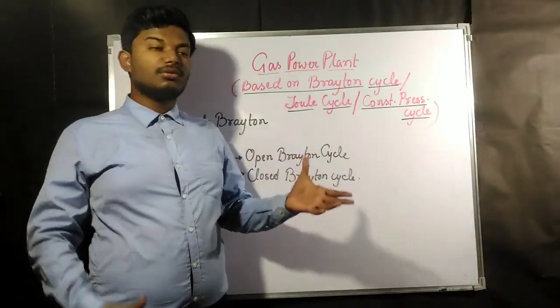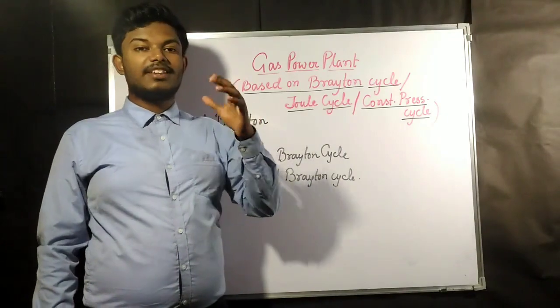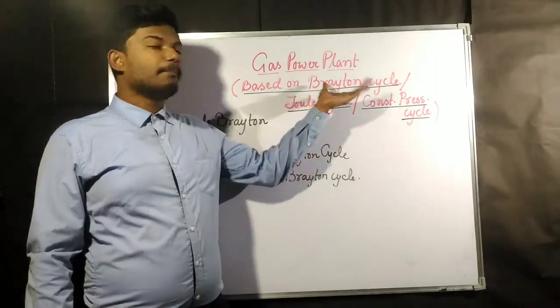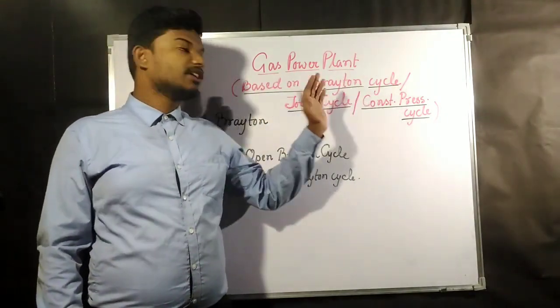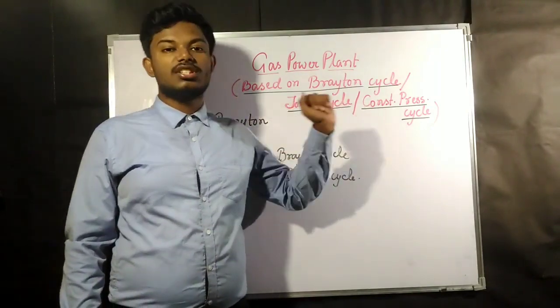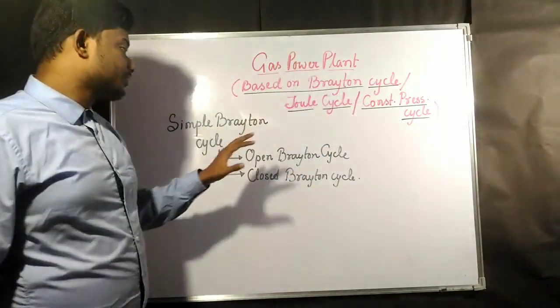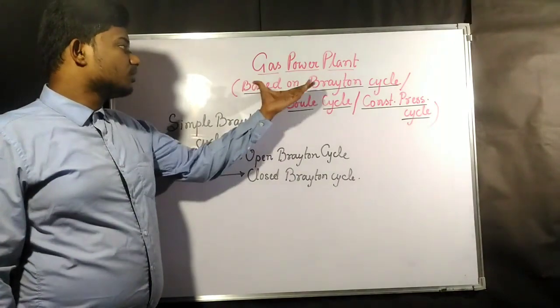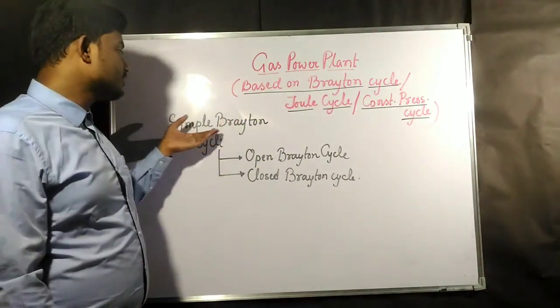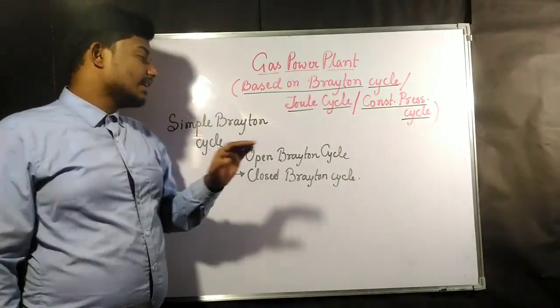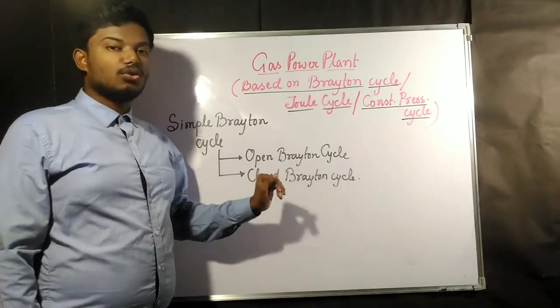Okay, so now we are going to study the gas power plant. A gas power plant is generally based on the Brayton cycle, which is also known as the Joule cycle or constant pressure cycle. Before starting, we must know that for understanding the Brayton cycle, simple Brayton cycles are of two types: open Brayton cycle and closed Brayton cycle.